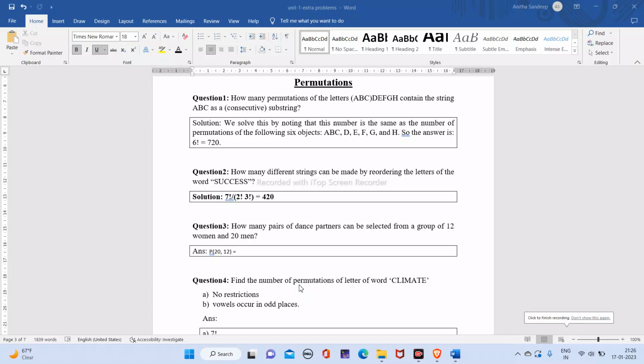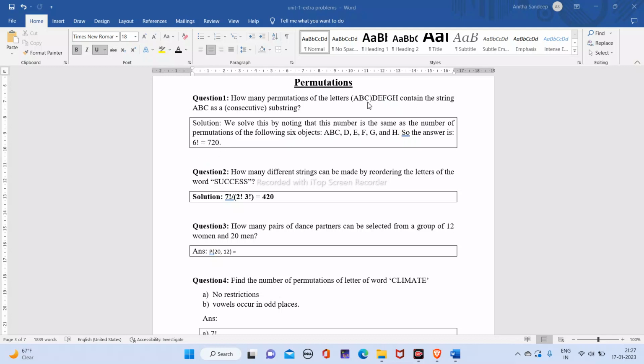Let us see some additional problems on permutations. First question, how many permutations of the letters A, B, C, D, E, F, G, H contain the string A, B, C as a consecutive substring? So here the letters are A, B, C, D, E, F, G, H and they should contain A, B, C as a substring. So this is the same as the number of permutations of the following 6 objects: A, B, C, then D, E, F, G, H. So the answer will be 6 factorial, which is 720 ways.